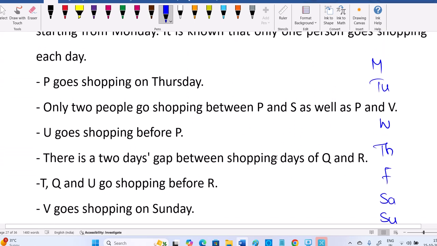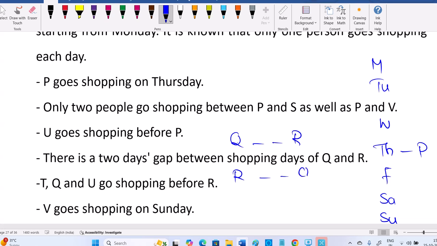Fine, what about this question's answer? P goes shopping on Thursday, so Thursday is blocked. U goes shopping before P, not immediately before. U should be among Monday, Tuesday, and Wednesday. T, Q, and U go shopping before R. There is a two-day gap between Q and R. It can be like this or it can be like this. But T, Q, and U go before R, so it should be like this only, not this one.